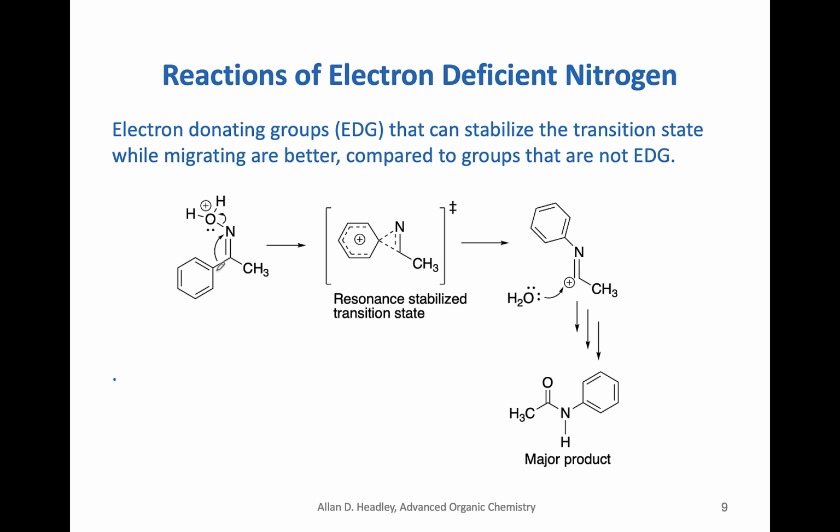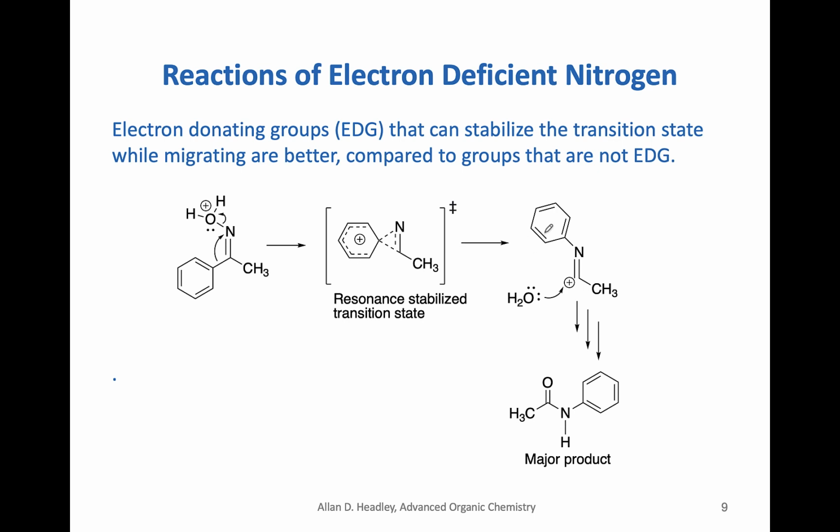If we have a migration in which the phenyl group migrates as this leaves, notice we're looking at a concerted reaction here, where this migrates as this leaves. One step. That's why we call it a concerted reaction. If this happens, we have a transition state that looks like this, and notice here the positive charge is stabilized by the phenyl ring. So it's resonance stabilized. So the positive charge that results from this migration is stabilized by the phenyl ring here. So as you can imagine, that's pretty stable.